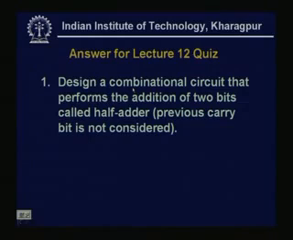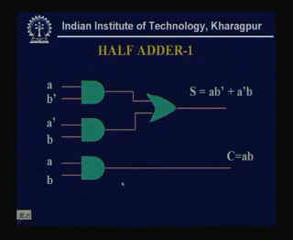Remember that this was our last quiz question: design a combinational circuit that performs the addition of 2 bits, called the half adder. A previous carry bit is not considered, there are only 2 inputs. The realization is very simple, because of A B dash plus A dash B, and again I am assuming that complemented as well as uncomplemented variables or literals are available, then this is 2 input AND gates and 1 2 input OR gate.